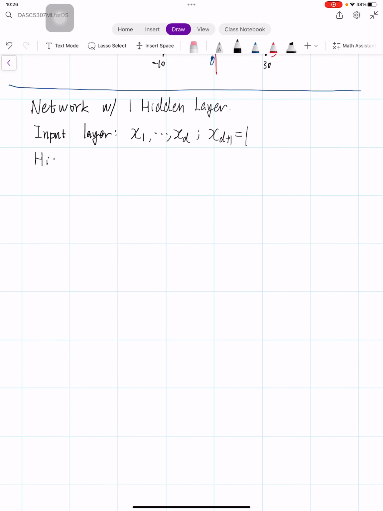Hidden layer. Suppose we have the second layer. You can think it's just each unit: first you do the linear transformations, linear combinations of the current features, and then activate by some gate function, activation function.